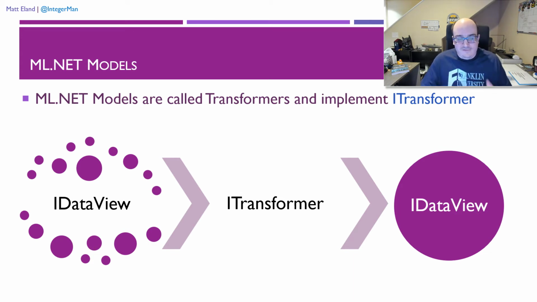And what we do is we feed our data view full of features into our model, our ITransformer, and we get out a specific result. That's typically going to be a single result, but it might be multiple. So the machine learning model just takes in the data for the features, it transforms it into the output with the prediction. That's kind of what we're doing with ML.NET and AutoML.